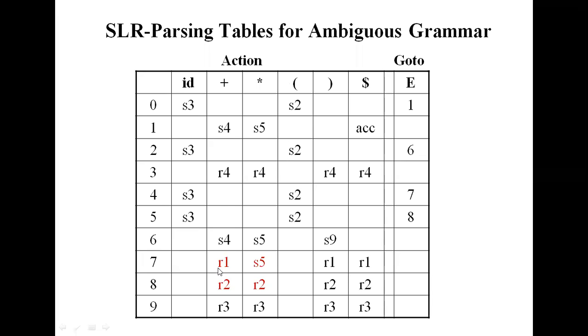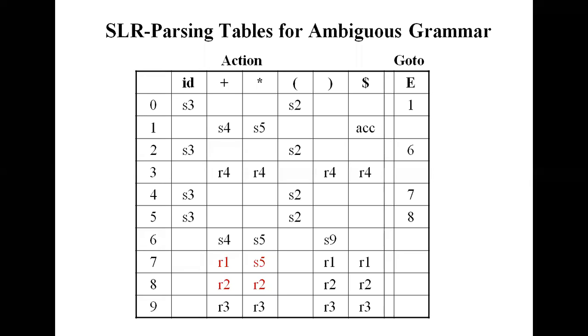Initially this entry consists of a shift and reduce conflict. This entry also consists of a shift and reduce conflict. That's why I represented it with a red mark. And at I8 with plus there is a reduce and shift conflict, and here also I have a reduce and shift conflict. What it means is LALR parsers may introduce reduce reduce conflicts, but never shift reduce conflicts. But such ambiguous grammars always produce shift reduce conflicts.